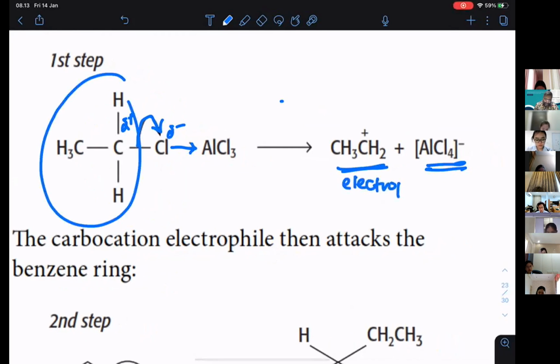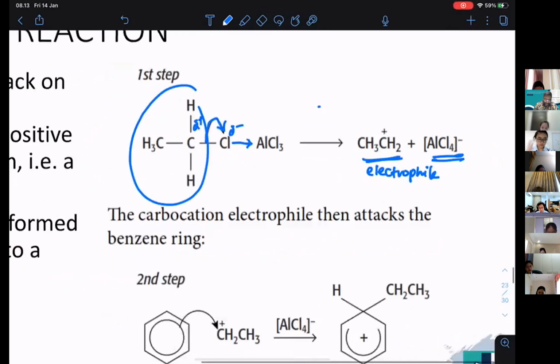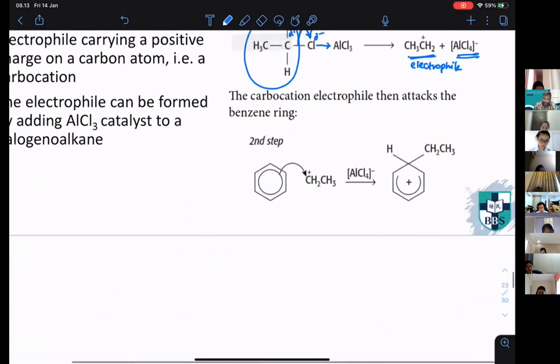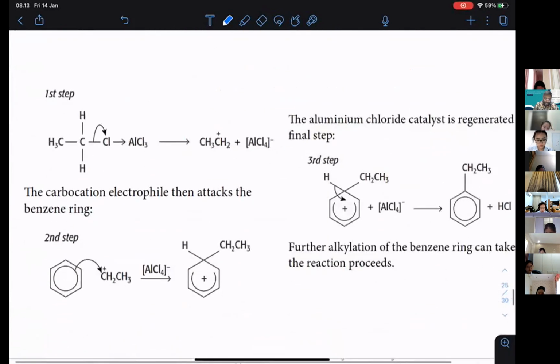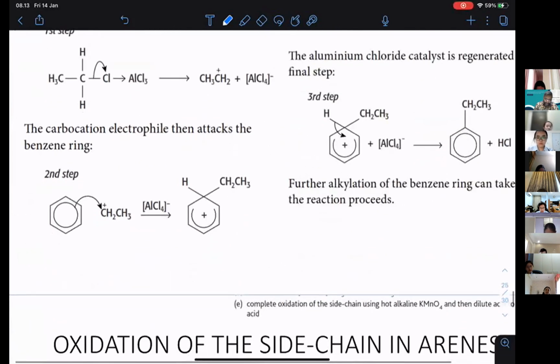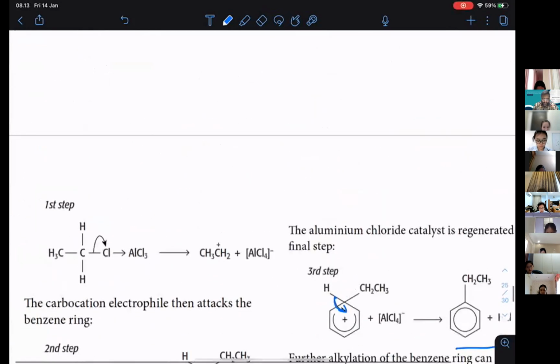So this electrophile is going to attack the benzene ring, similar to what we have done. Then you are going to get this. And the next step, I think everyone should know, they will come back and give you this. But I'll show you.